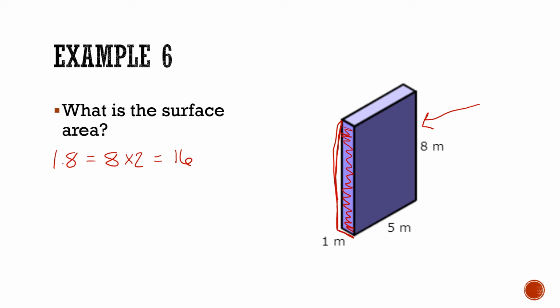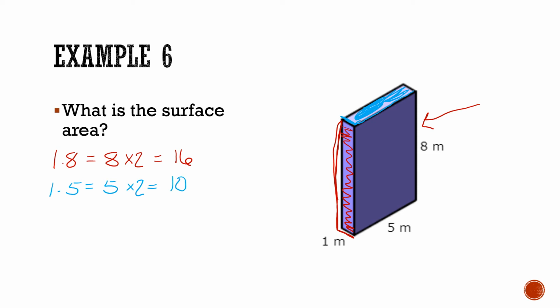Then we'll get the top here, which will be the same as the base that it's currently sitting on. So we need the distance for that. So we know that this is 1. And we can tell from the bottom that this is 5. So 1 times 5 is 5. And again, there's 2 of those, the top and the bottom, which gives us 10 total.